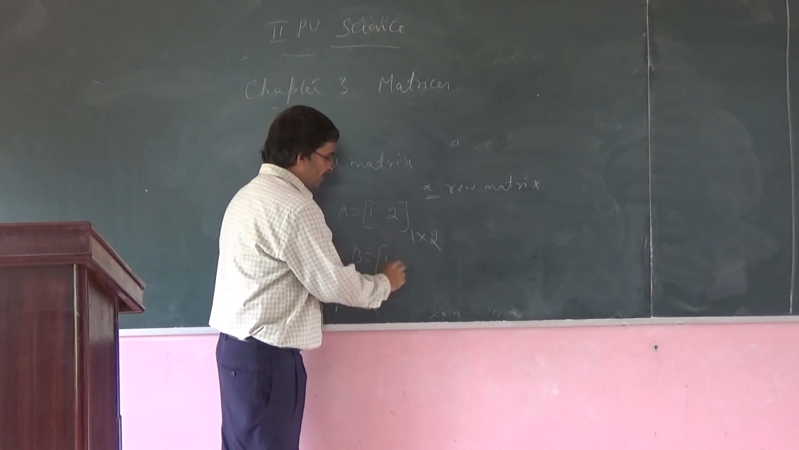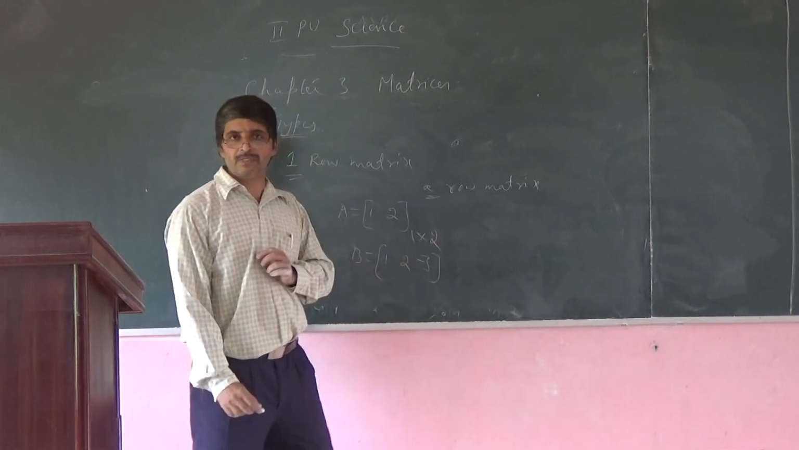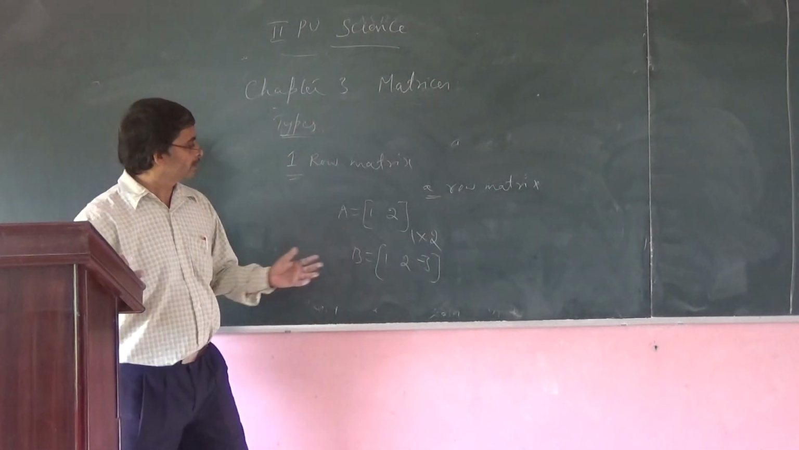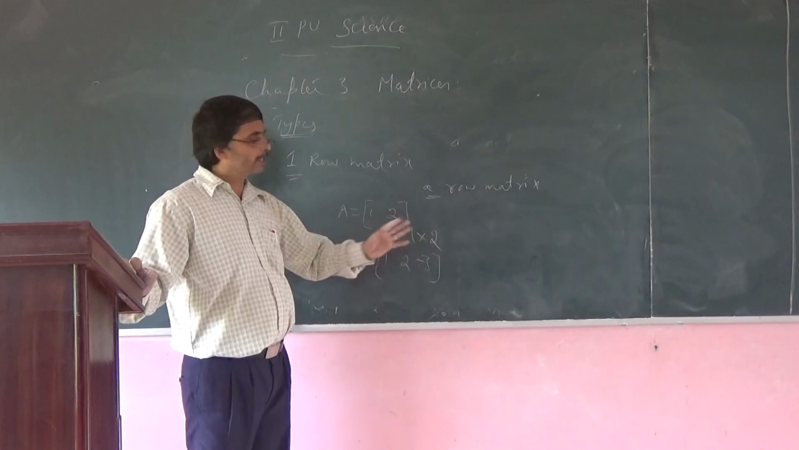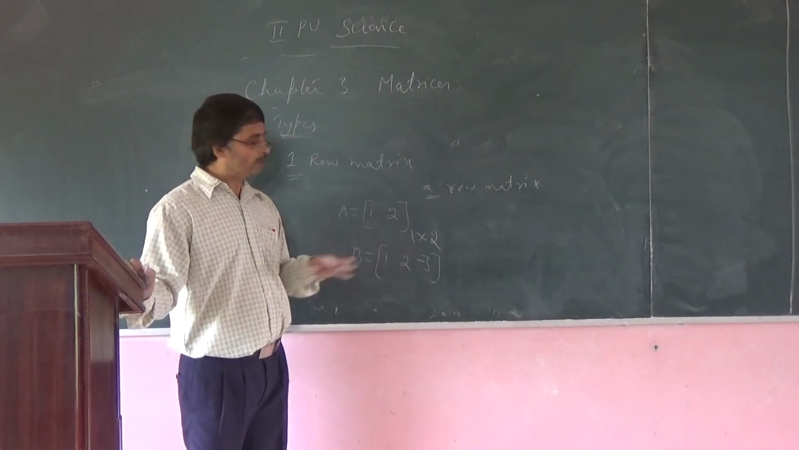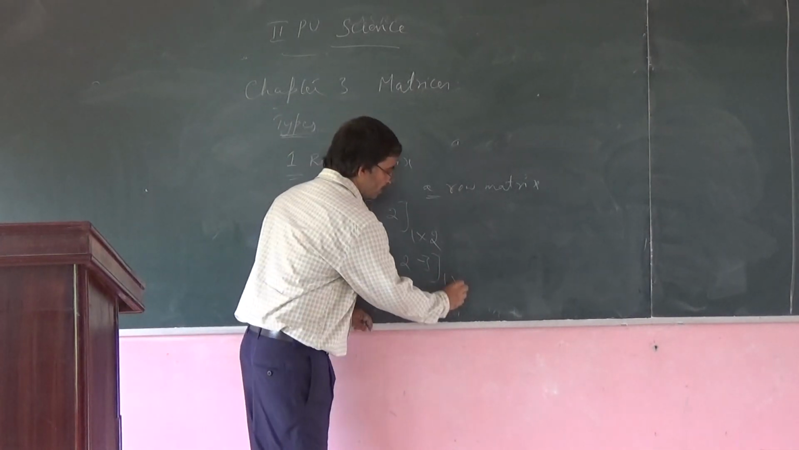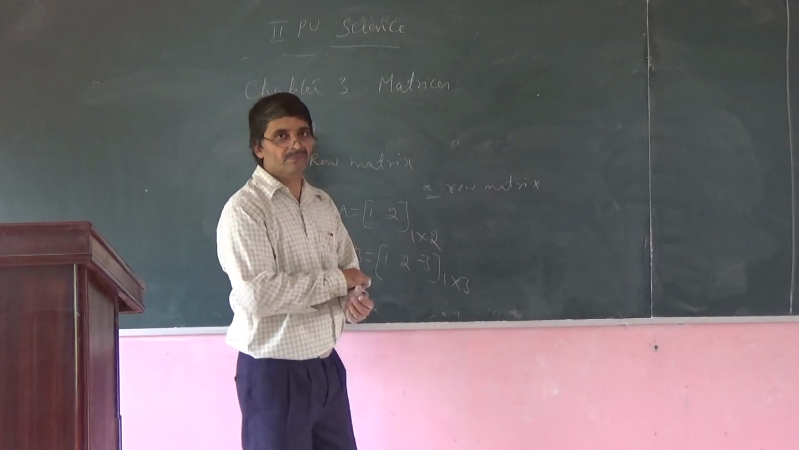So this is also a row matrix: 1, 2, minus 3. I have given a negative number. I told you already it can be a negative value or a positive value. So B is a row matrix of order 1 cross 3.